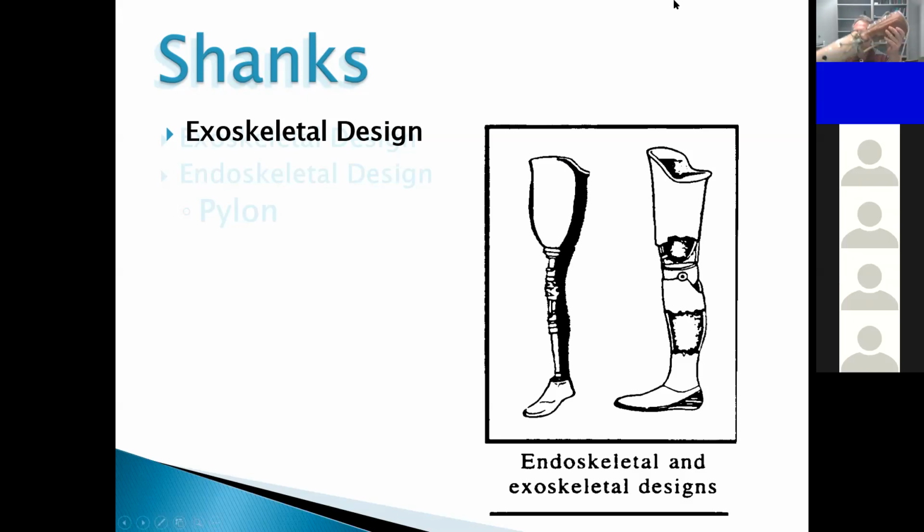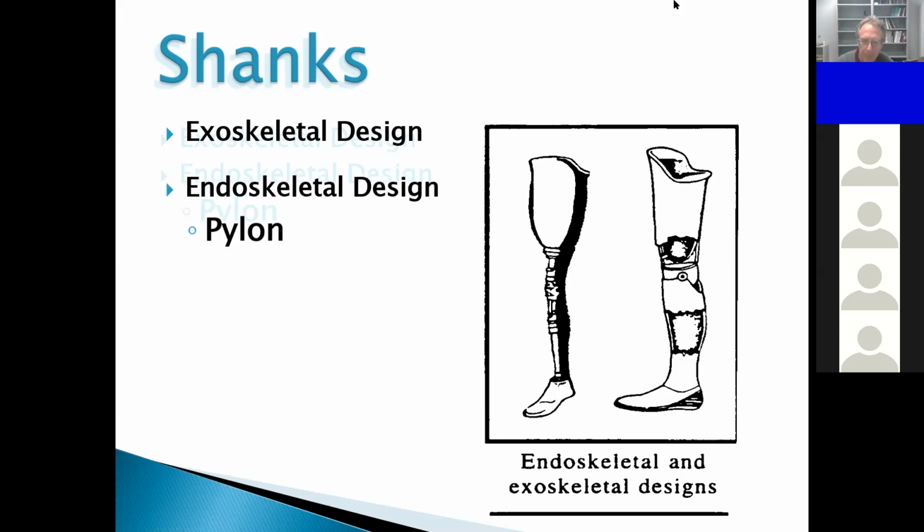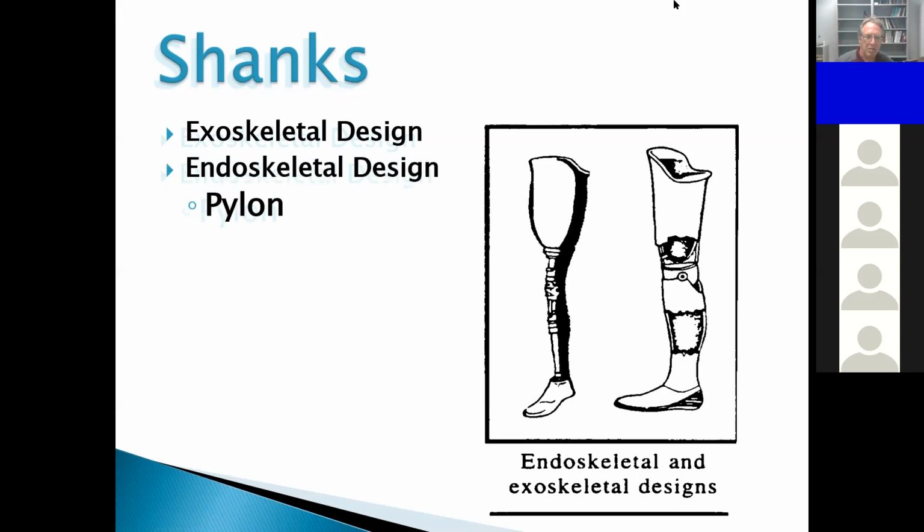Okay, this here is a very old prosthesis. This predates the Second World War, so it's at least 80 years old, and has an endoskeletal shank of solid aluminum. But usually you see the endoskeletal design, and the endoskeletal design has a pylon.